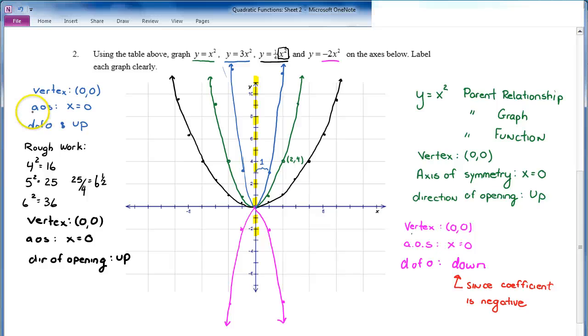Last point. I know this question didn't ask for vertex, axis of symmetry, or direction of opening, but that's something you want to make almost a reflex. Every time you graph a parabola or a quadratic relationship, we want to say to ourselves, what's the vertex, what's the axis of symmetry, and what's the direction of opening. Doing this is not only going to help you in your graphing, but also specifically in word problems, because these values carry specific weight when we're dealing with word problems. I hope this helped.